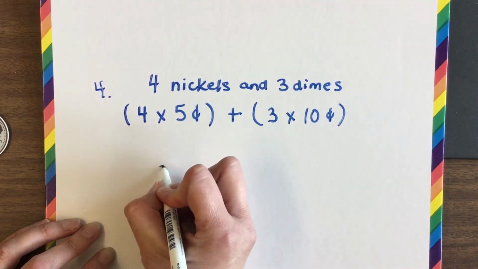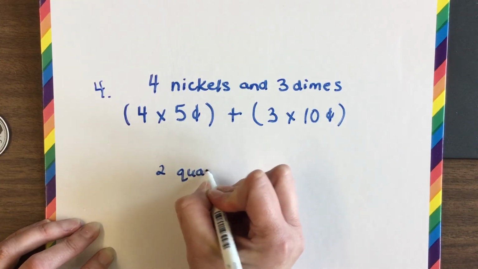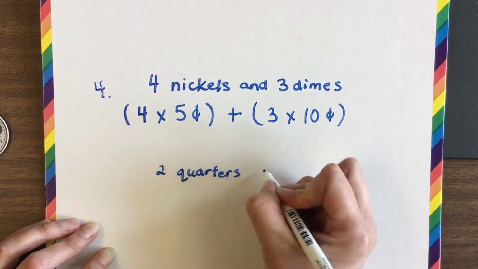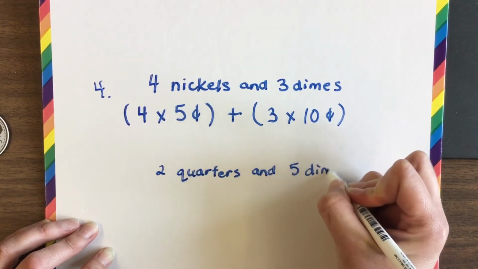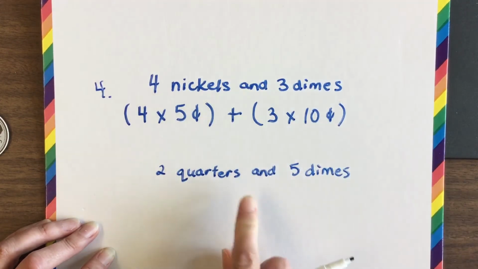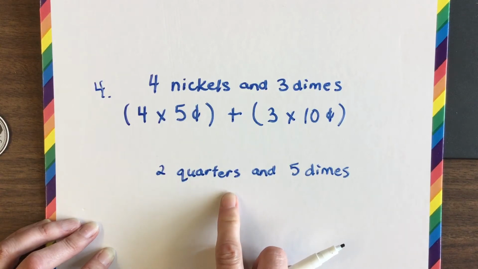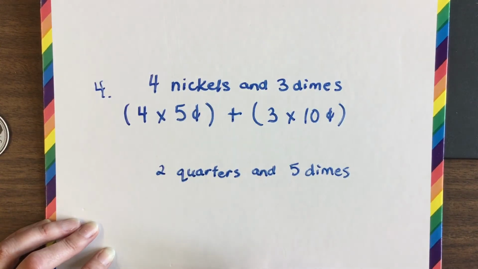What if I have 2 quarters and 5 dimes? Okay, now what kind of equation can I write for this one so that I can find the total of 2 quarters and 5 dimes?